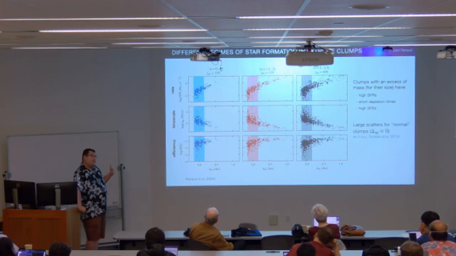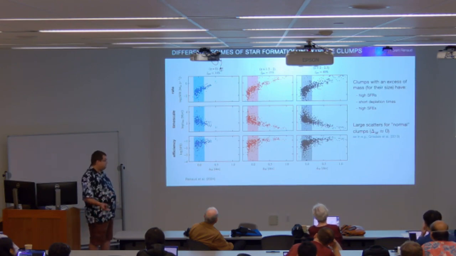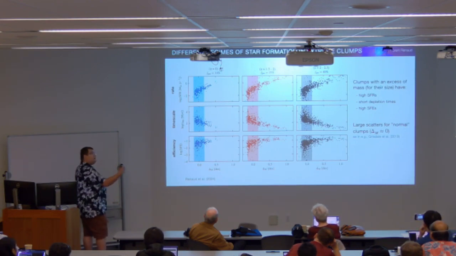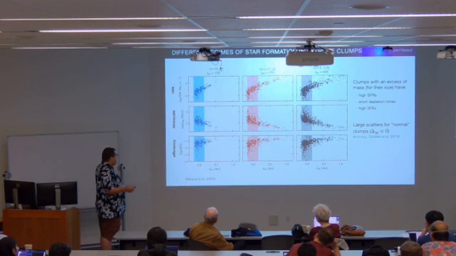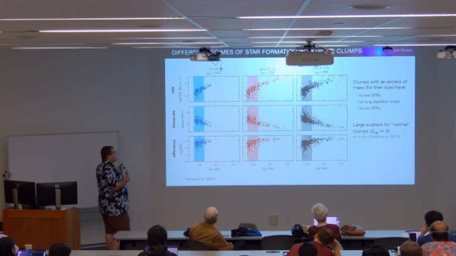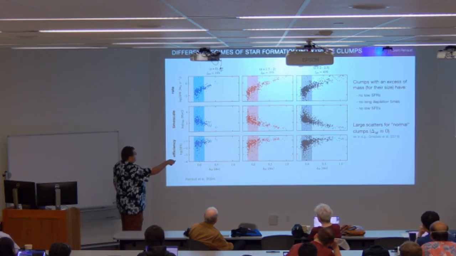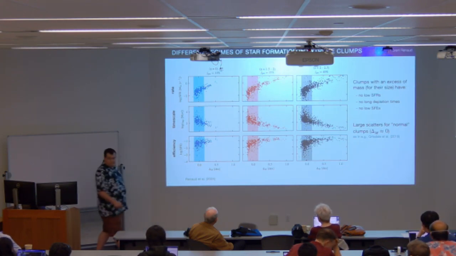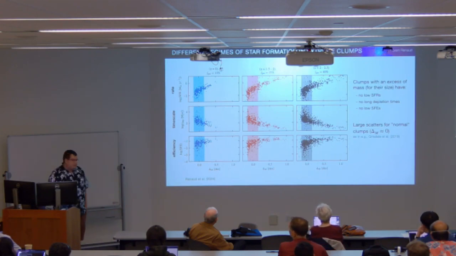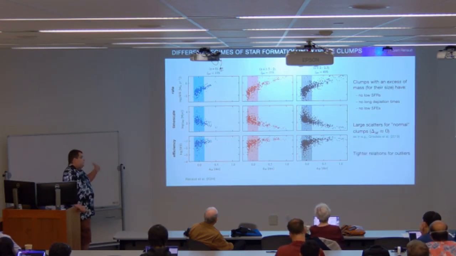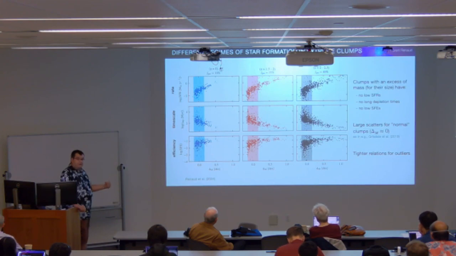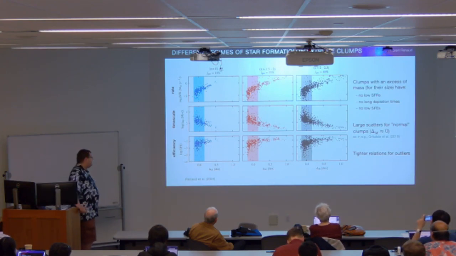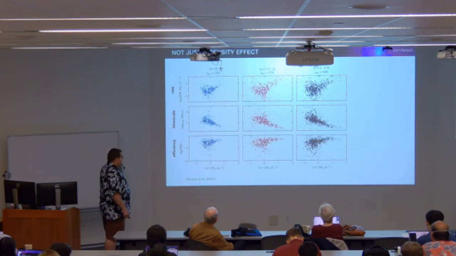And this is not new. We've been saying that in other simulations, and even in observations, when you look at star formation efficiency for the Milky Way GMCs, giant molecular clouds, there is a large range of values in normal galaxies. So maybe instead of saying this, I can rephrase that, saying that clumps with an excess mass have no low star formation rate, no long depletion time, and no low star formation efficiency. So just a different way of saying things. And this would lead to relations like this one being tighter for the outliers, or these weird clumps that you find mostly in gas-rich galaxies.